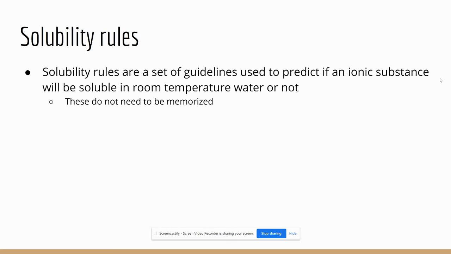They're not 100% rules set in stone, but they're pretty accurate, used to predict if an ionic substance will be soluble in room temperature water or not. Again, this list does not need to be memorized. I'll provide it to you just like I provided periodic tables and polyatomic ion sheets on all of your past assessments for which they have been useful, but you will need to be able to apply them.